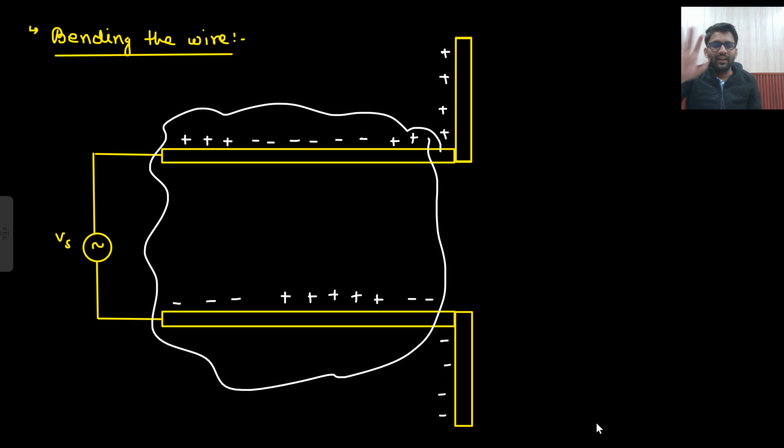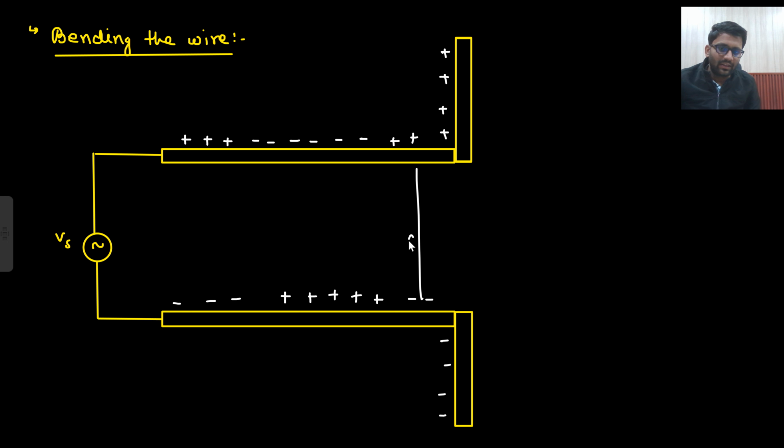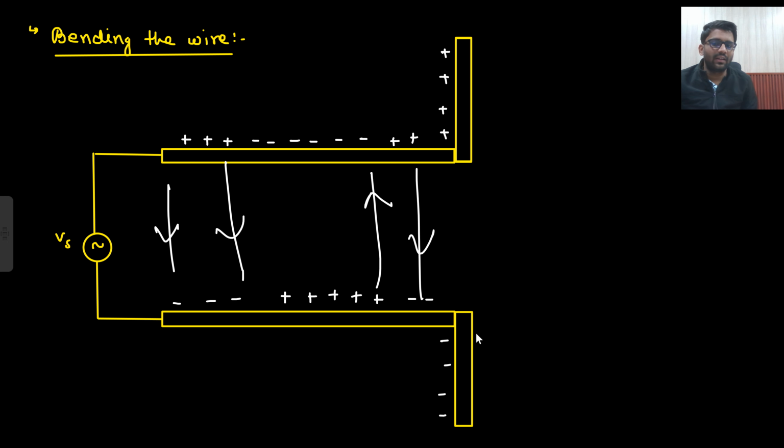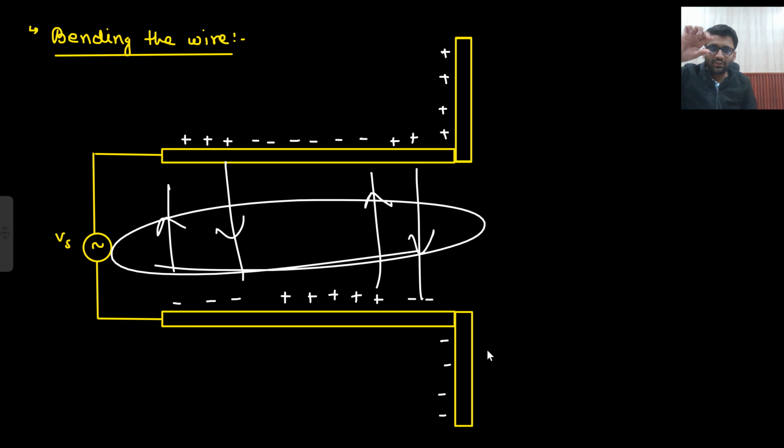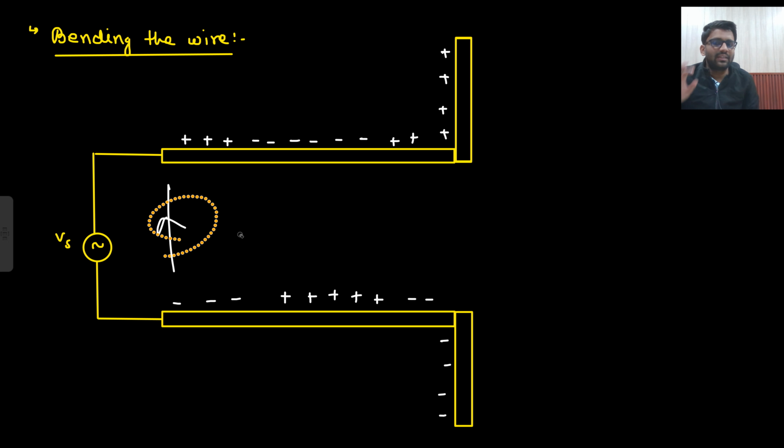So in this scenario, they will certainly cancel each other's effect. Electric field lines will be there in this direction, and more electric field lines will be there in the opposite direction as well. So they will cancel each other's effect. And the distance between these two transmission lines is also very small, so they will cancel each other's effect.